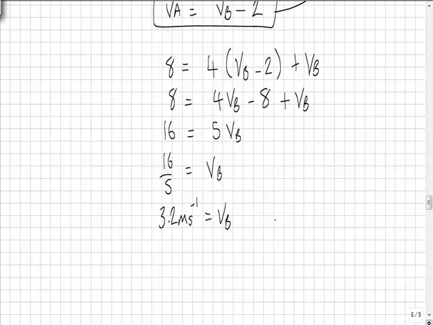Once we have VB, we know that VA is equal to VB minus 2. So VA is equal to 3.2, take away 2, so VA is equal to 1.2 meters per second.